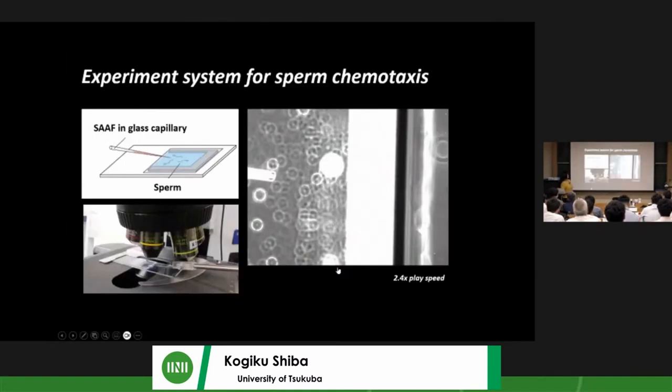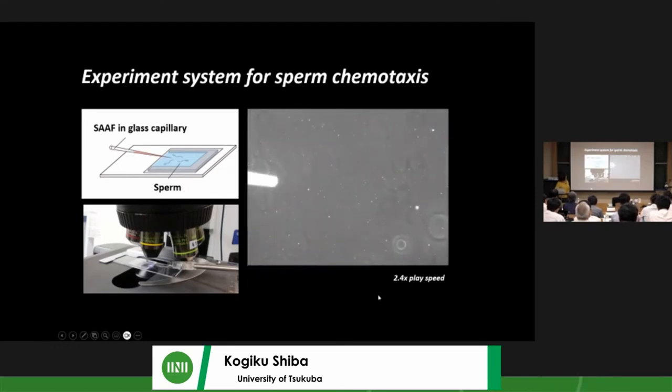This is my experimental system for sperm chemotaxis. I observed the sperm behavior under the microscope, like this picture. This is my scheme of the chamber. I make the sperm chamber from a slide glass and a cover glass, with a spacer made of silicone sheet. Here is a microcapillary containing SAF with agar. I observe the sperm movement around this glass capillary tip. This is a movie. You can see sperm accumulating at the tip of the glass capillary.